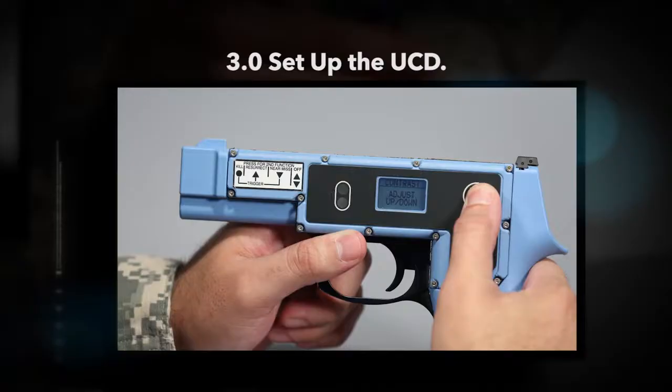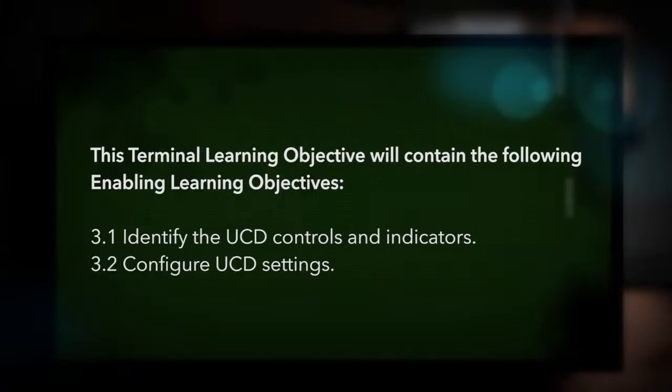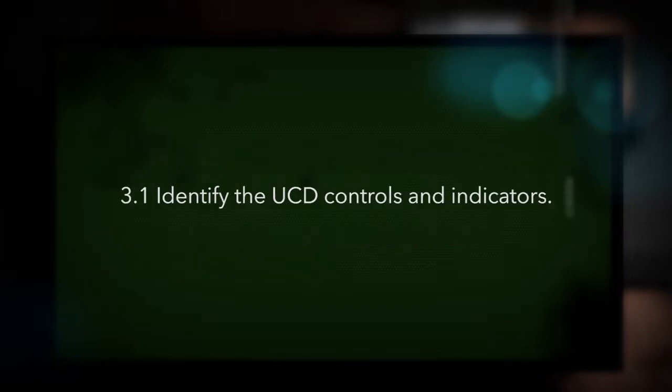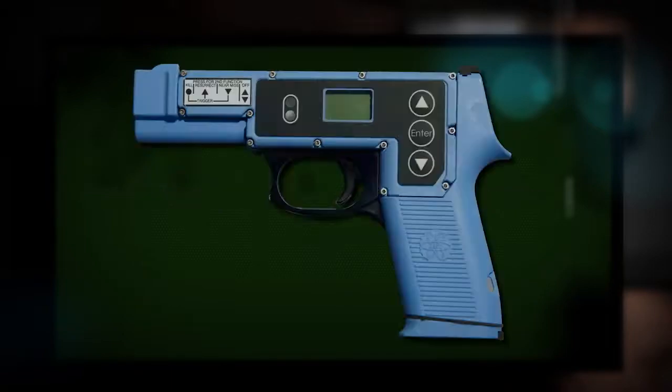3.0 Set Up the UCD. This terminal learning objective will contain the following enabling learning objectives. Identify the UCD controls and indicators. Configure UCD settings. Identify the UCD controls and indicators.